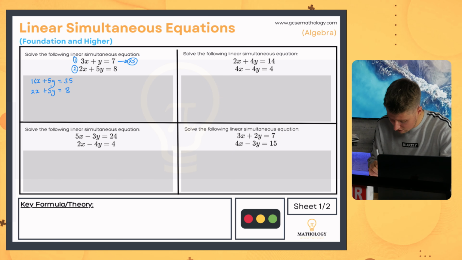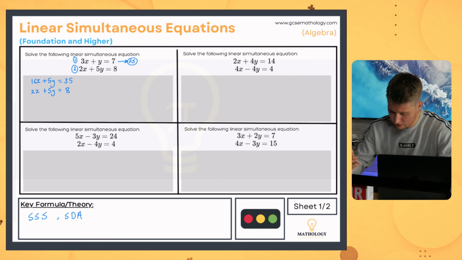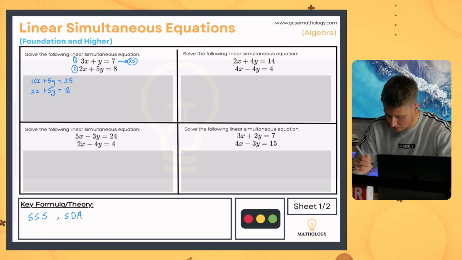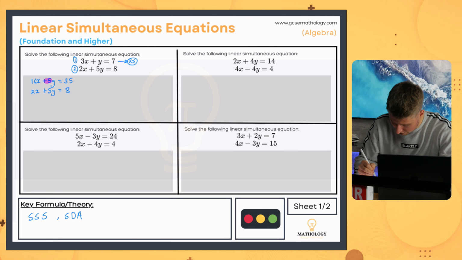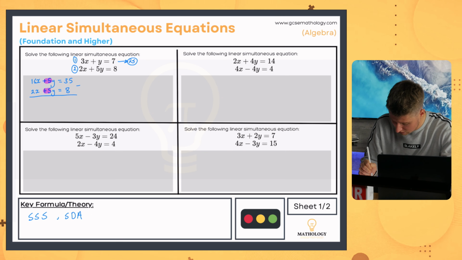Now when the signs are the same, we subtract, and when the signs are different, we add. And we're talking about the signs of the numbers that we made the same. So we made the y's the same. We had plus 5 here and plus 5 here, and the signs are the same. In this case, we have two positive signs. So we're going to subtract the equations.